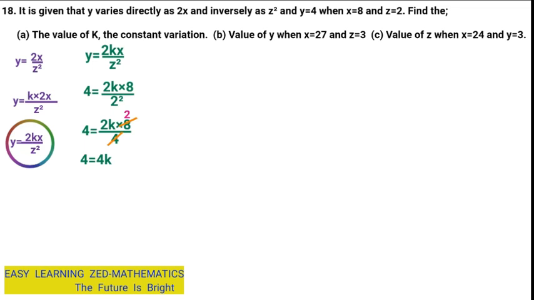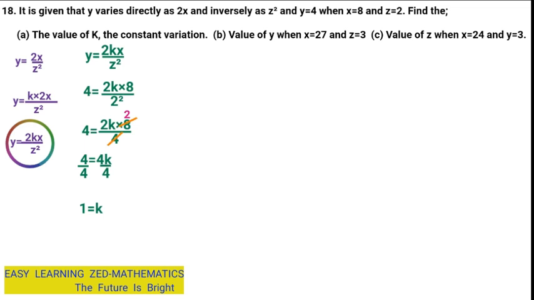At this stage, I'm going to divide both sides by 4. Why? I want to make k the subject of the formula, or I want k to remain alone on the right side of the equal sign. So I'm going to divide both sides by 4. So 4 into 4 will give us 1, and 4 into 4k will give us k. So the value of k is 1. The constant of variation in this equation is 1.